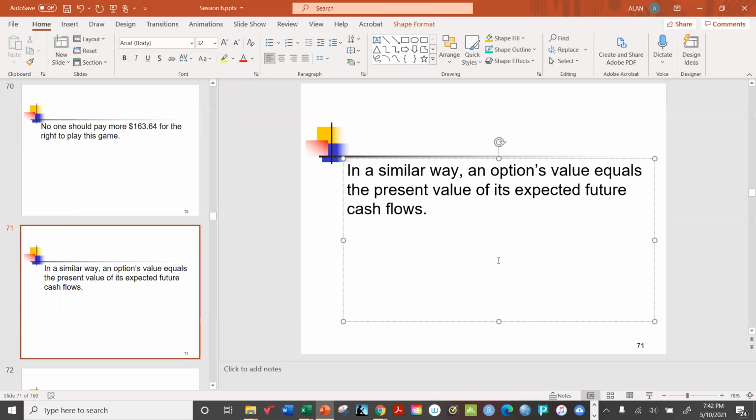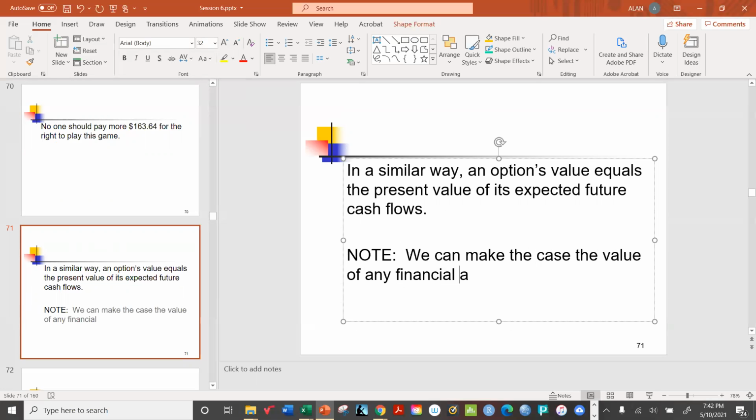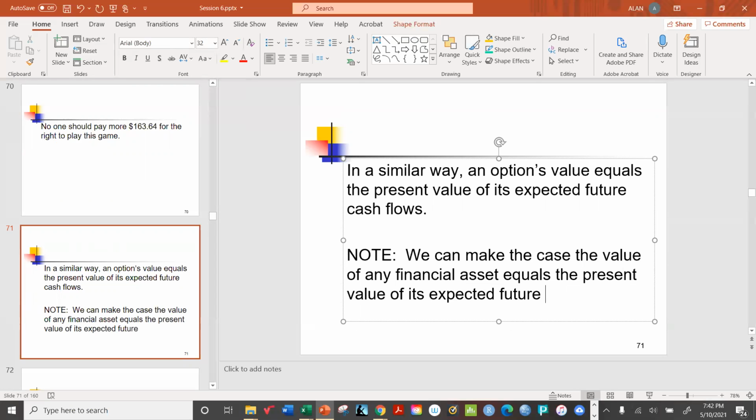And just as a side note, we can make the case that the value of any financial asset equals the present value of its expected future cash flows. It's not something that's unique to the options markets.